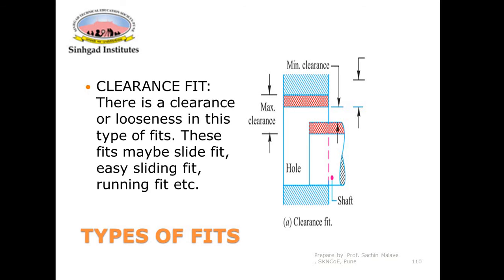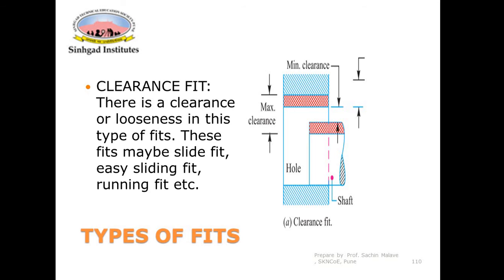Similarly, here this is the shaft. The size of the shaft can also vary. This is the maximum size, the upper limit of the hole, and this is the minimum size of the hole. The distance between this line and this line is the minimum size of the shaft. The distance between this line and this line is the maximum size of the shaft. The difference between the maximum size of the shaft and the minimum size of the shaft is the tolerance of the shaft. Similarly, this hatched portion in red color is the tolerance of the hole.